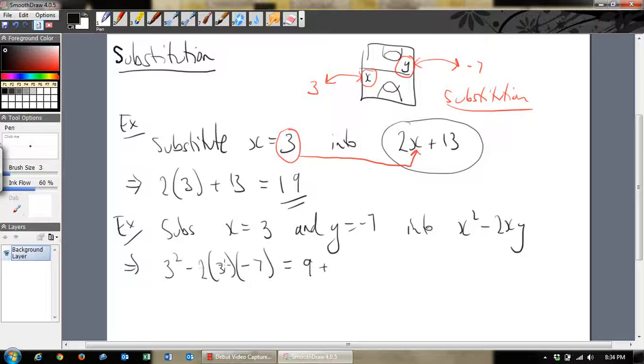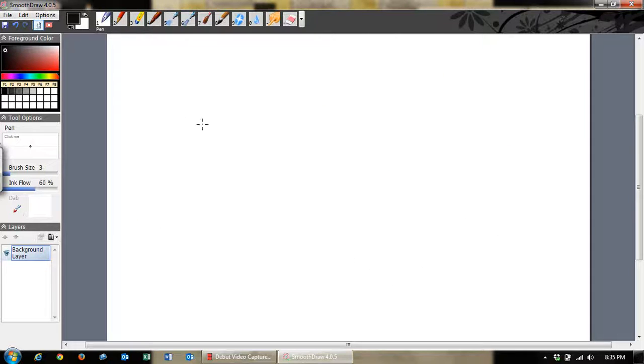Then we've got 2 times 3 is 6, 6 times 7 is 42, so it'll be plus 42. Get good at this. I often see students messing that one up. Just get good at your BidMath, doing one thing at a time. 9 plus 42 is 51, and there's your answer. Okay, a couple more examples.